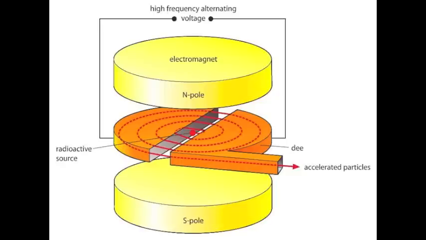A cyclotron consists of two electromagnets which create a magnetic field in the region between them. Inside this magnetic field are two electrodes called D electrodes, or Ds, because they are D-shaped. The Ds are hollow so that particles can move inside them, and there is a small gap between them. A radioactive source in the center between the Ds releases protons or other charged particles.